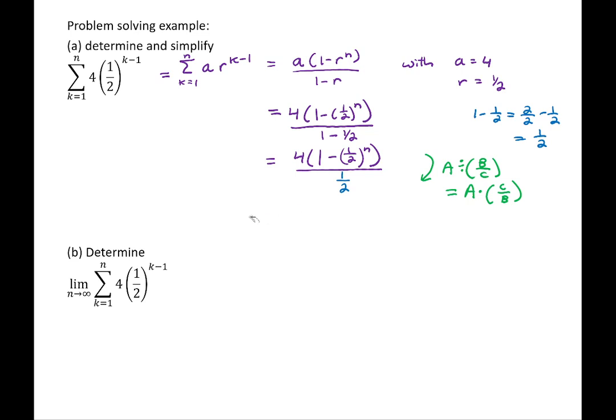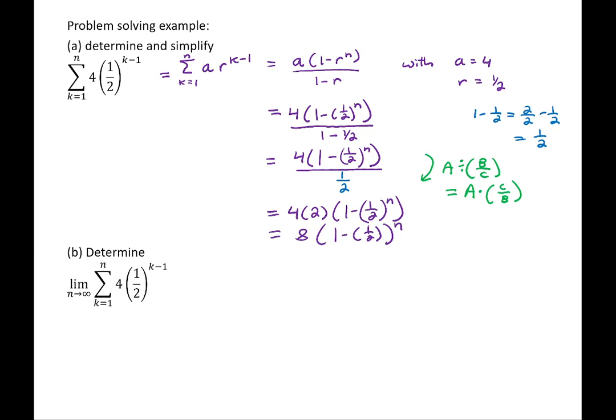Oh, color coding is a bit off. We get 4 times 2 times 1 minus 1/2 to the n. So we're going to get 8 times 1 minus 1/2 to the n. We can't do anything more than that. That's where we stop.